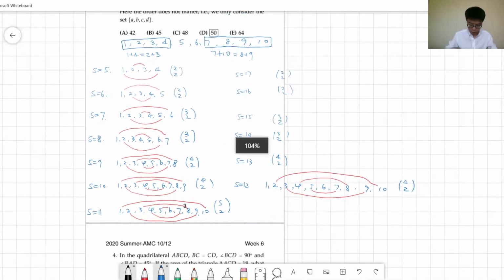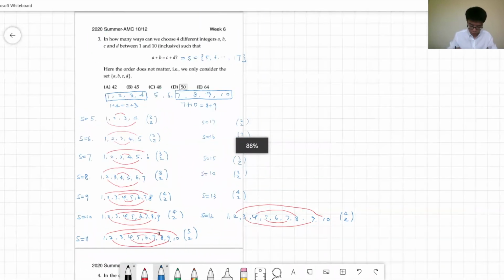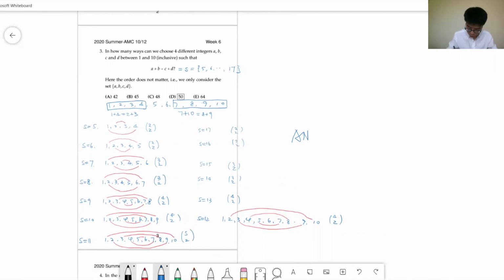So let me shrink this. So the answer will be, for 2 choose 2, we have 4 times, right? So 4 times 2 choose 2, 3 choose 2, and 4 choose 2, and we plus 5 choose 2. So the number will be 50. So the answer is 50.